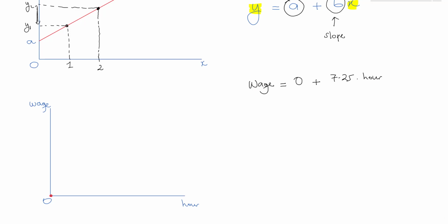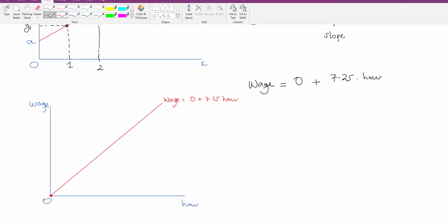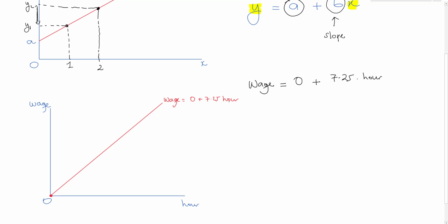Okay, and I sound like a broken record now by saying that it's not going to be exact. But this is the line that represents this equation here. Wage is equal to 0 plus 7.25 hour. Okay, so now let's try to interpret the slope. What does the slope mean? Remember, I told you that this is the value. So if hour increases by 1, you want to find out by how much wage will increase. Well, it will increase by 7.25, and that's the slope.